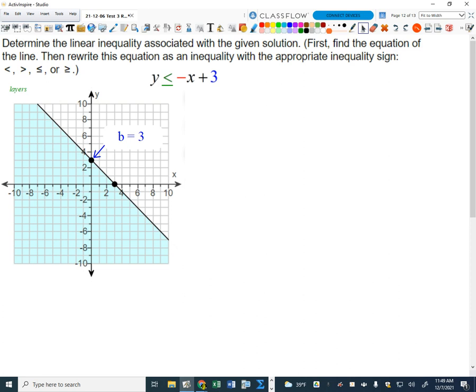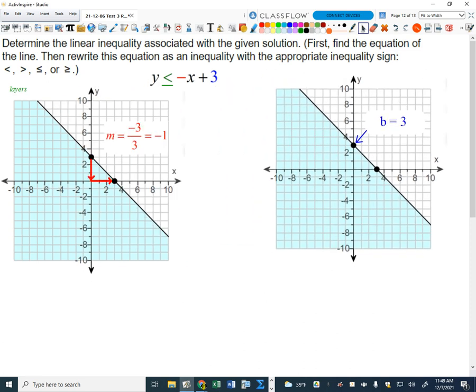So the first step is probably the boundary line, right? The boundary line, we can see that b is equal to 3, so that fills in the blue part. We need m. If we look at a slope triangle between those 2 points, to get from there to there, we rise by -3 and run by 3. So my slope is -1, right? Everybody good with that?